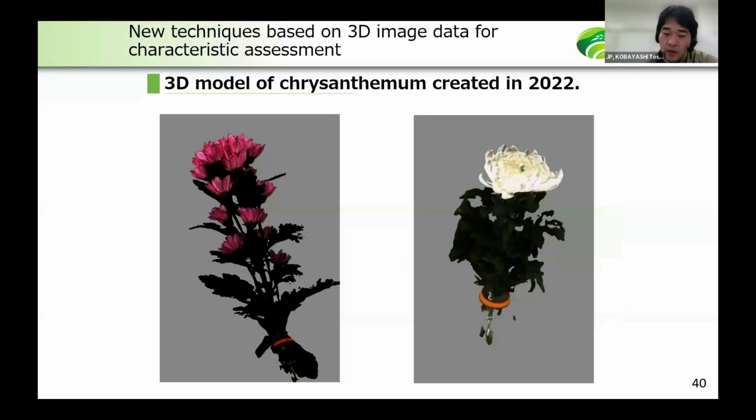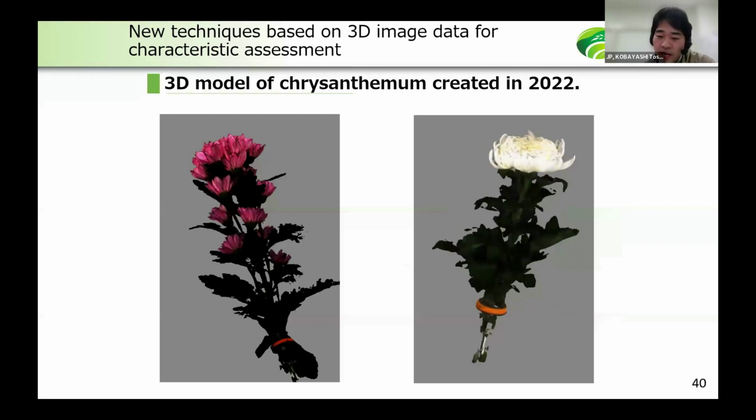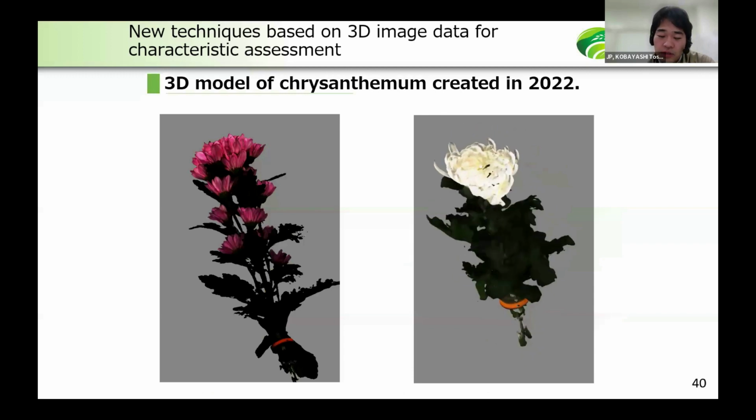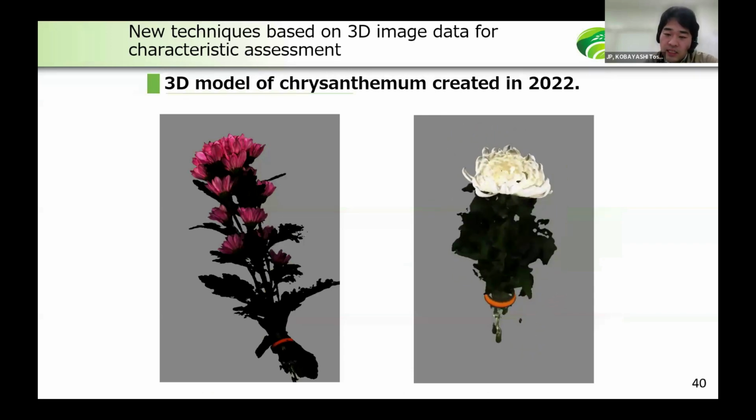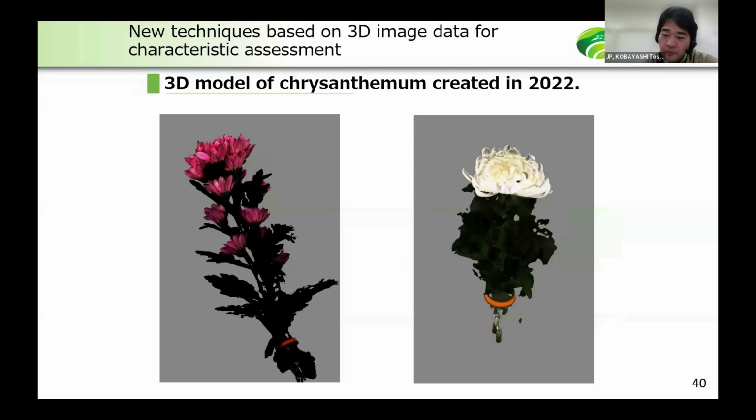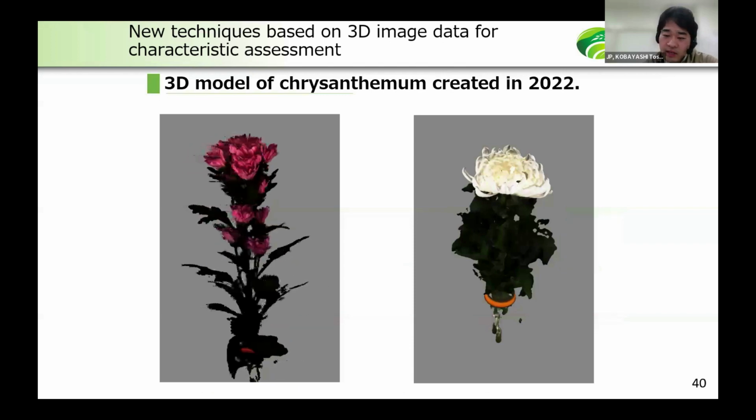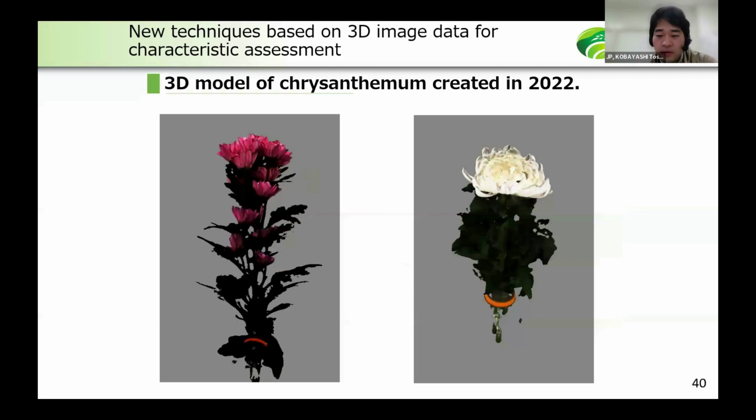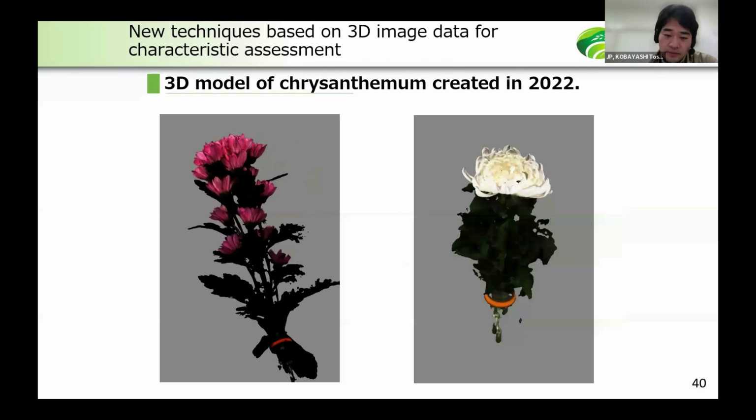Okay. Here are 3D models created with a 3D modeling device in 2022. This is a flower of chrysanthemum. This is the 3D image. It will rotate for about 8 seconds. You can see that the 3D model reproduces the detailed shape and provides more information than flat photographs. Okay, next.